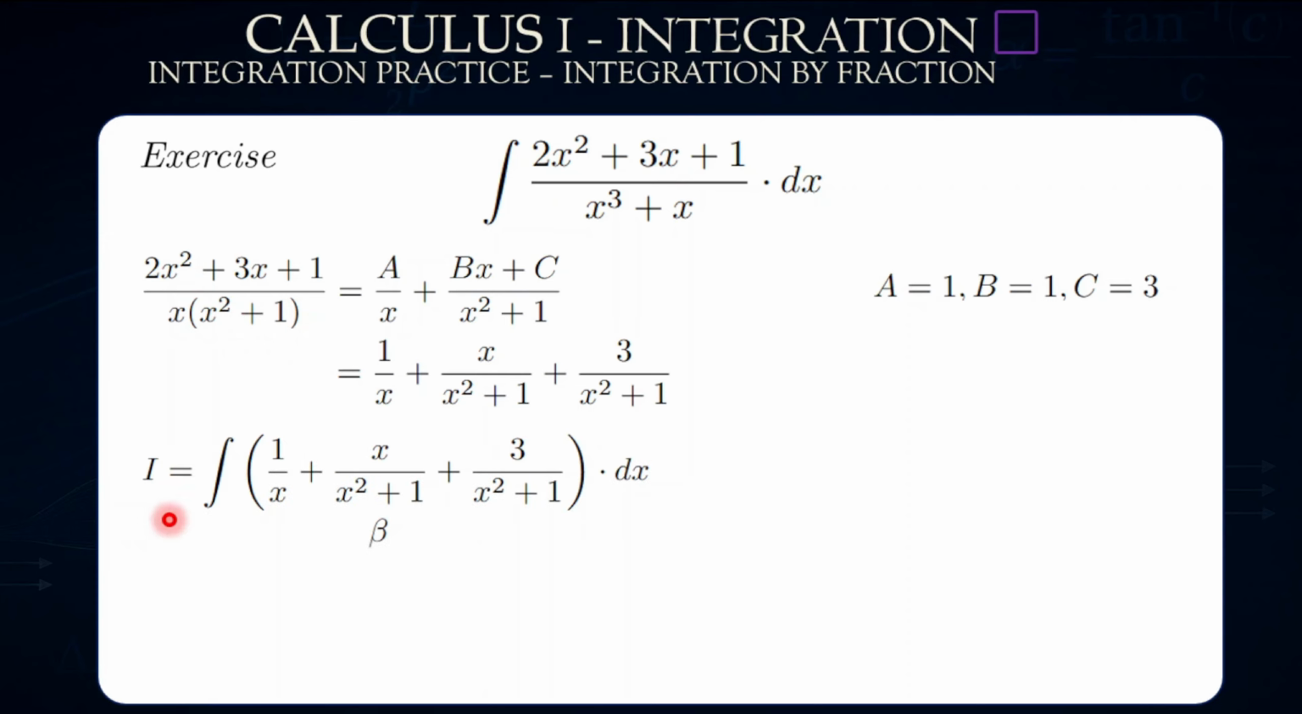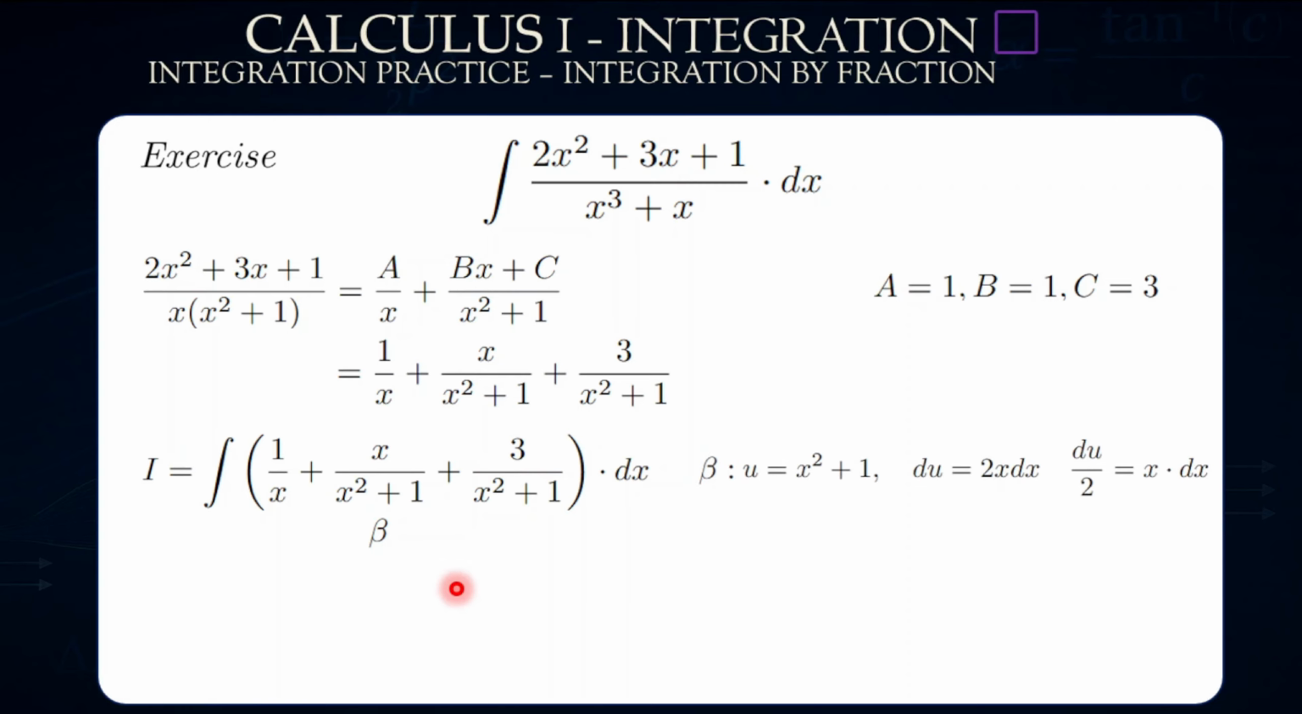So I equals the integral of 1 divided by x plus x divided by x² plus 1 plus 3 divided by x² plus 1. Now, the most complicated part is the middle one, which is x divided by x² plus 1. Let us find the integral of this fraction, this part of the entire equation.